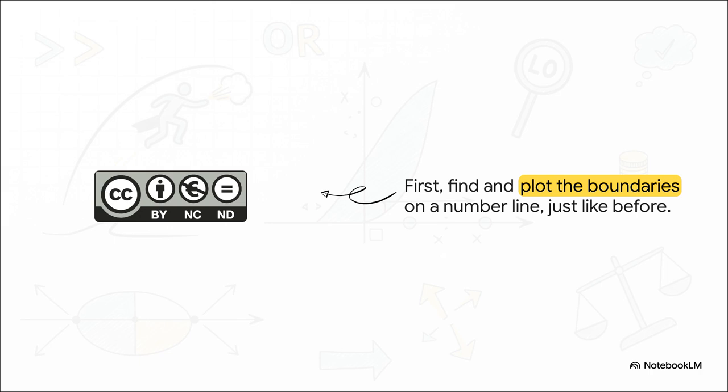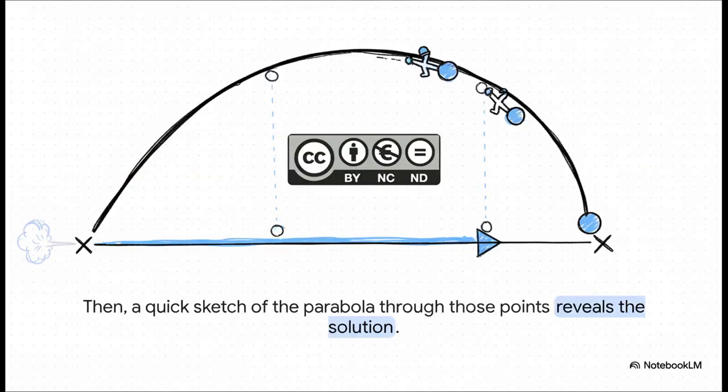The first steps are exactly the same. We have to find those boundary points by solving it like an equation. If we used the quadratic formula or factored this, we'd find our boundaries are at x = -4 and x = 3/2. And here is the shortcut.